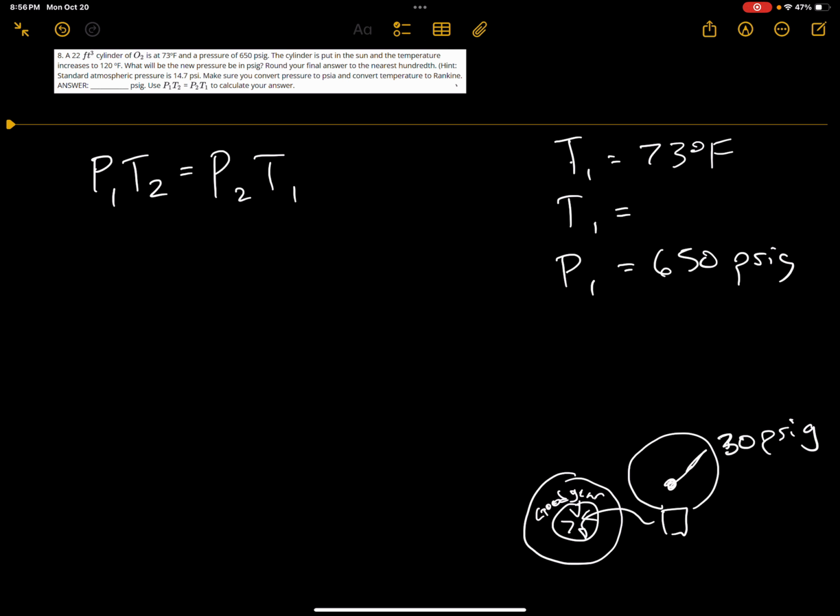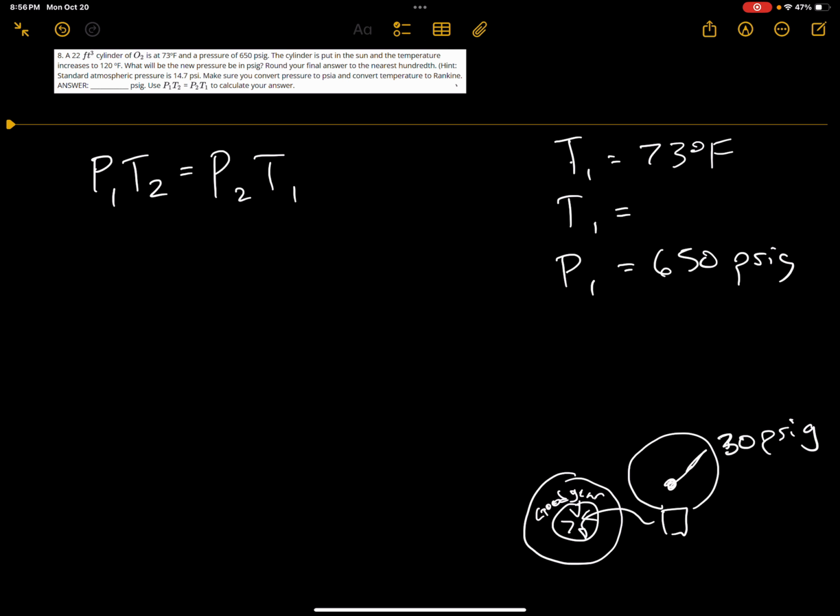Okay, so with these gas law problems, basically what you're doing is you're defining state 1, which is given, and then some change is happening, and then you're going to state 2. In this case, the temperature increased. So that's going to have an effect on the pressure.